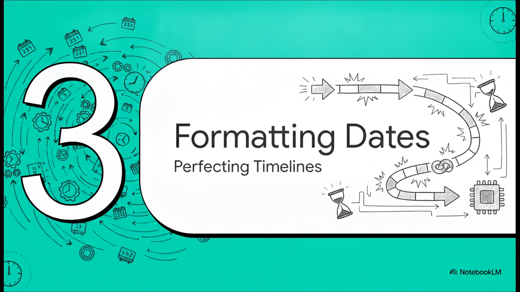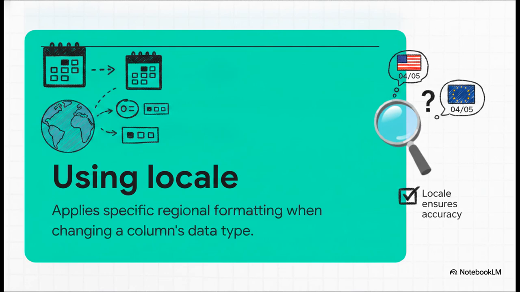All right, Section 3, Formatting Dates with Locales, Perfecting Timelines. To really perfect your timelines, you need to understand the Using Locale setting. It's this Power Query Transform feature that applies specific regional formatting when you're changing a column's data type. Now, why does this actually matter? Well, think about it. A date written as 04/05 could mean April 5th over in the US, but it means May 4th in Europe. Locale simply ensures your location-specific data is interpreted accurately by the system.